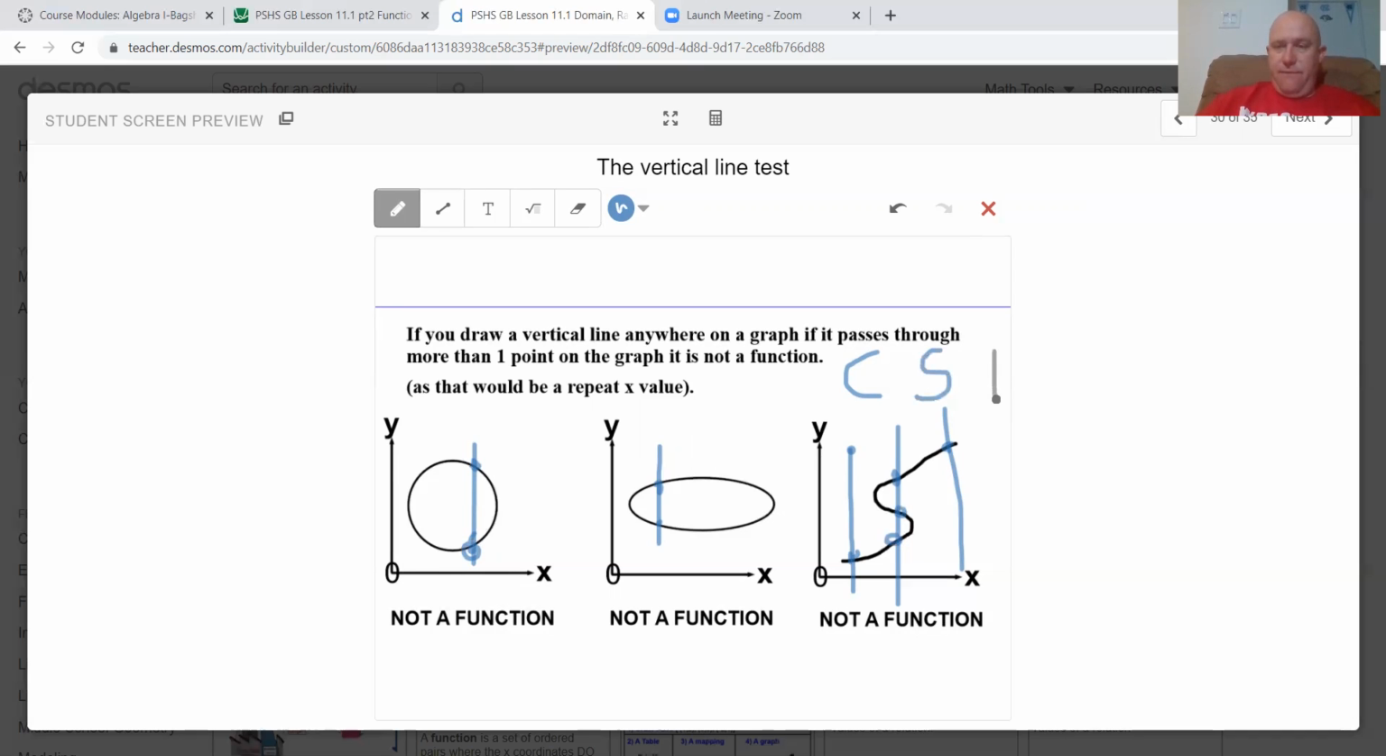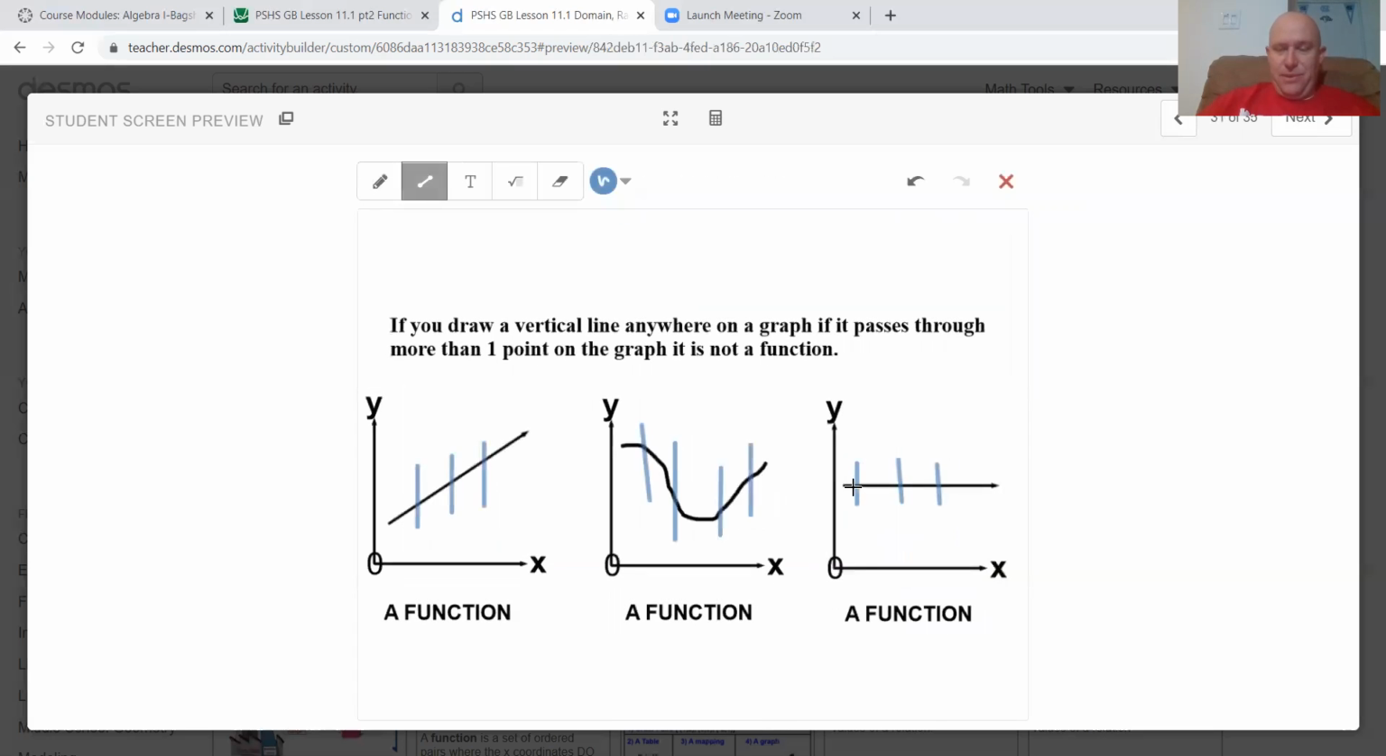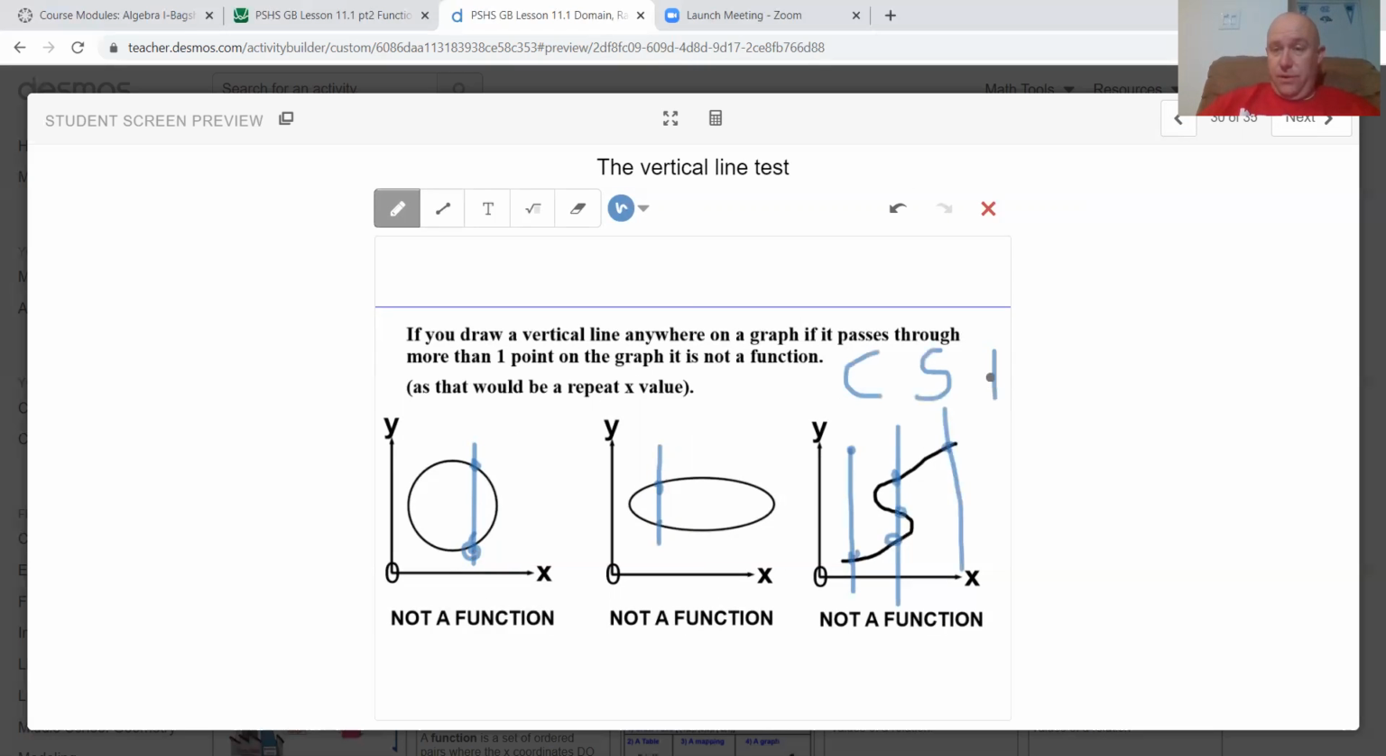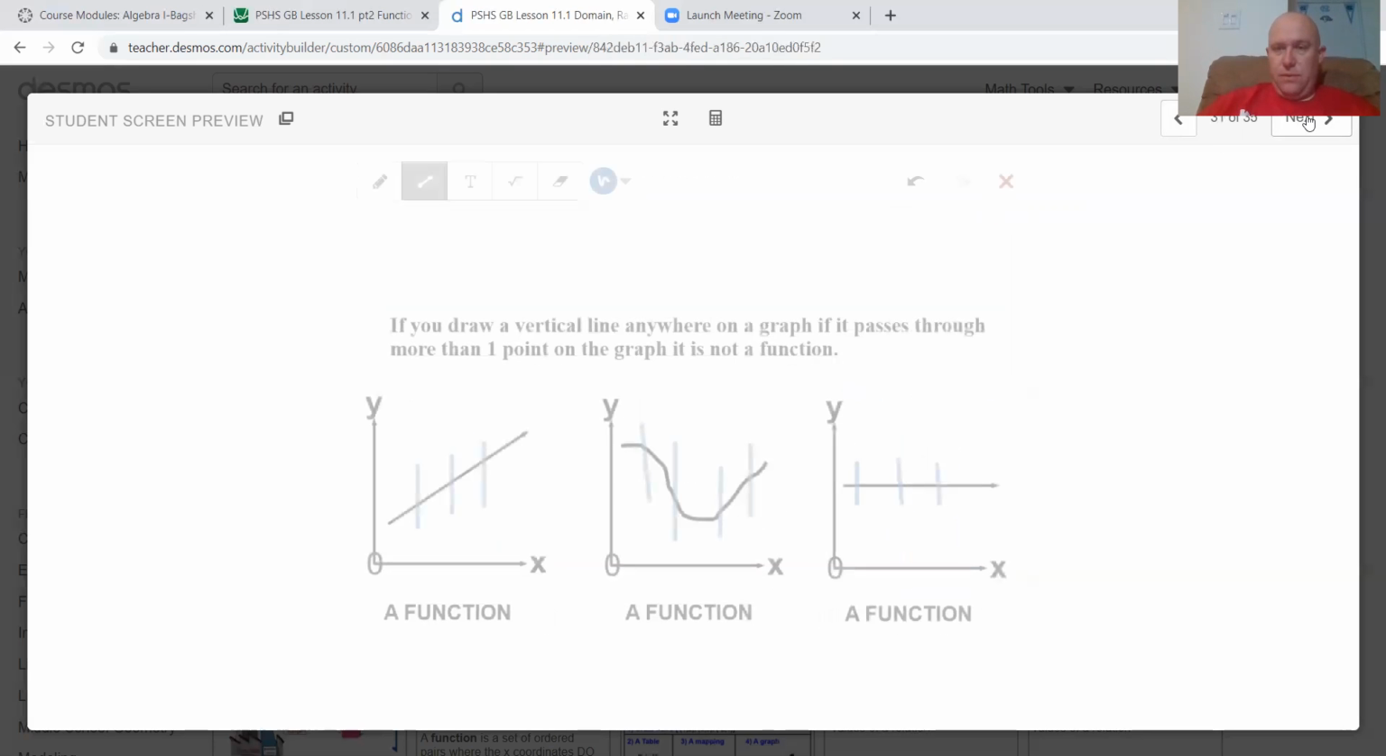And actually, if you just see a vertical line, I didn't mean to write that, I wasn't really planning what I was doing there. The horizontal line was a function, but the vertical line is not a function. So that would certainly be one to keep an eye out for as well.